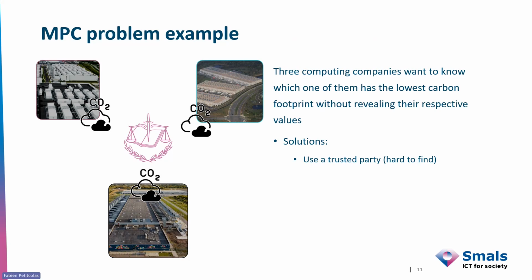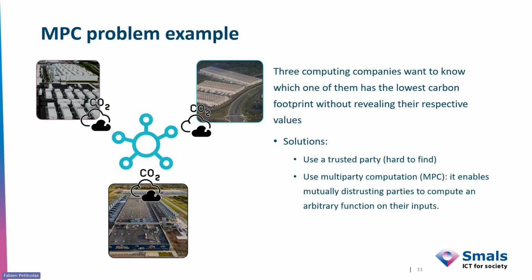But a third party might be difficult to find, and also you're never too far away from possible corruption of that party. So the second solution, as you can imagine, is secure multi-party computation, which precisely enables mutually distrusting parties, such as these computing companies, to compute an arbitrary function on the input, and here the input being the carbon footprint value.